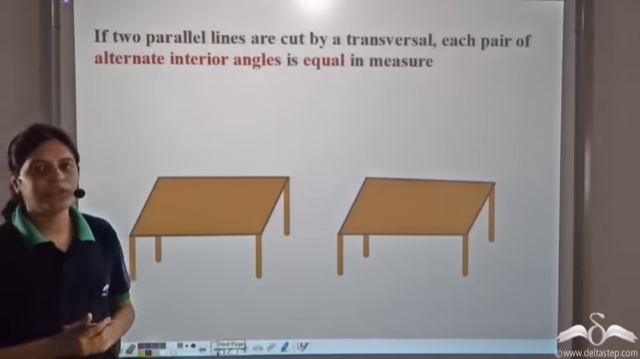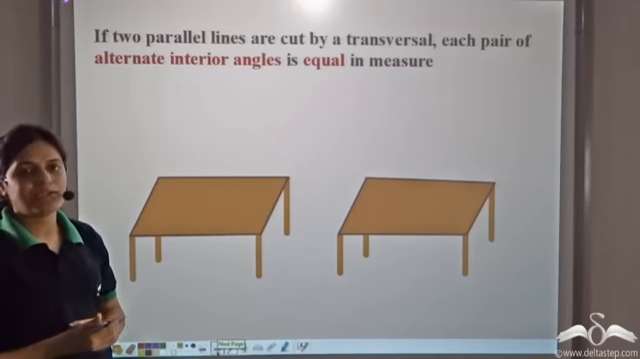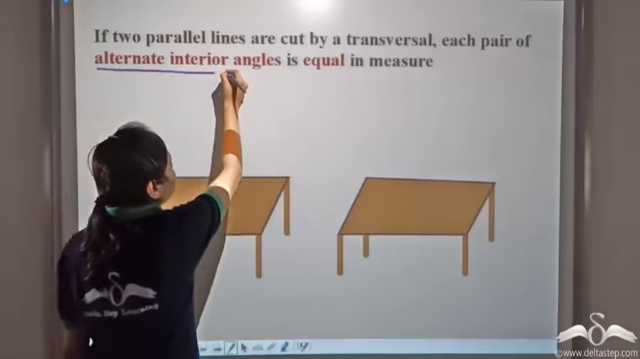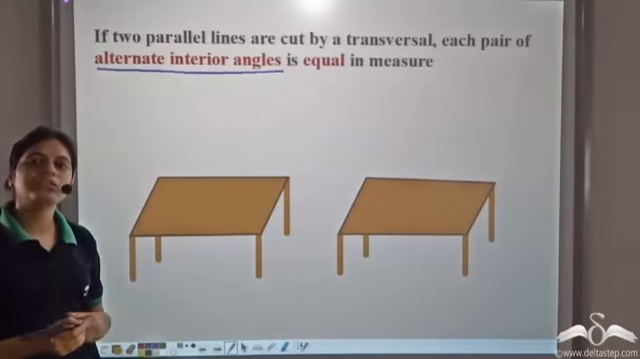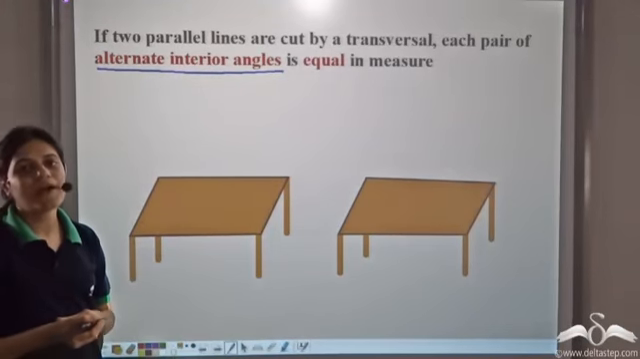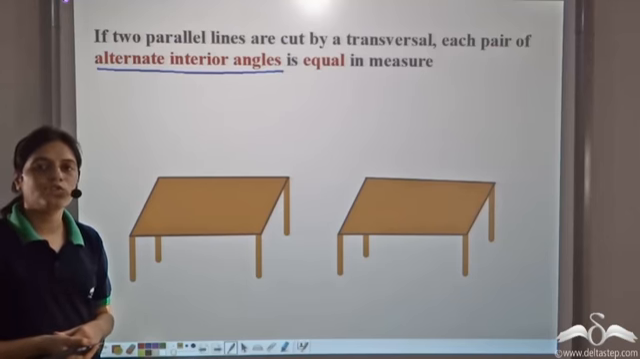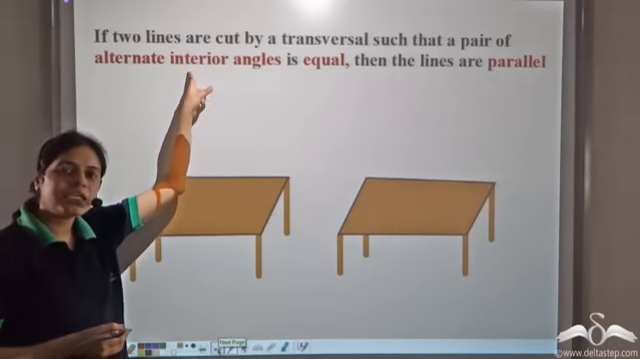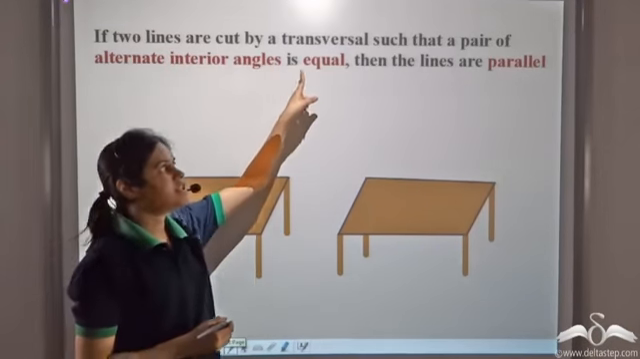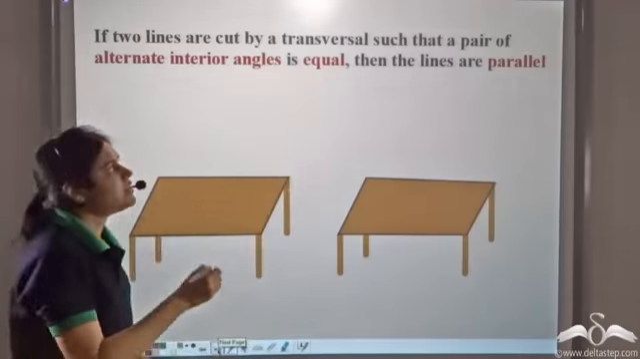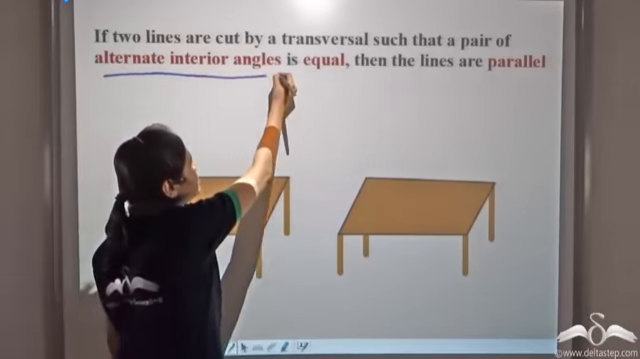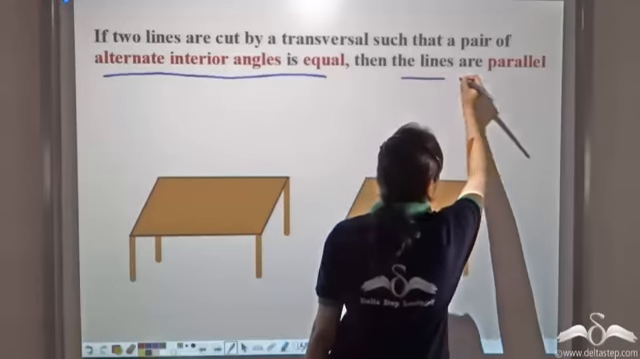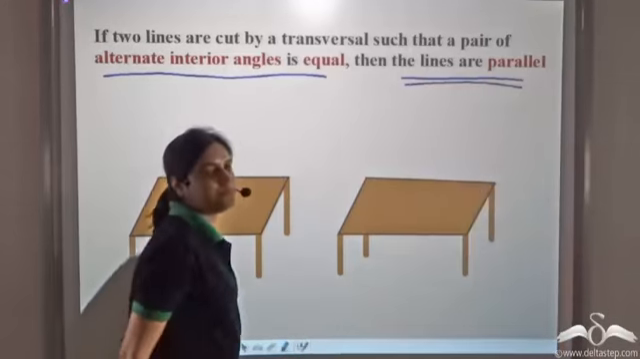Now we have also learned that if two parallel lines are cut by a transversal, then each pair of alternate interior angles is equal in measure, and the converse of this also holds true. That is, if two lines, that is any two lines, are cut by a transversal such that a pair of alternate interior angles is equal, then we can say that the lines are parallel.